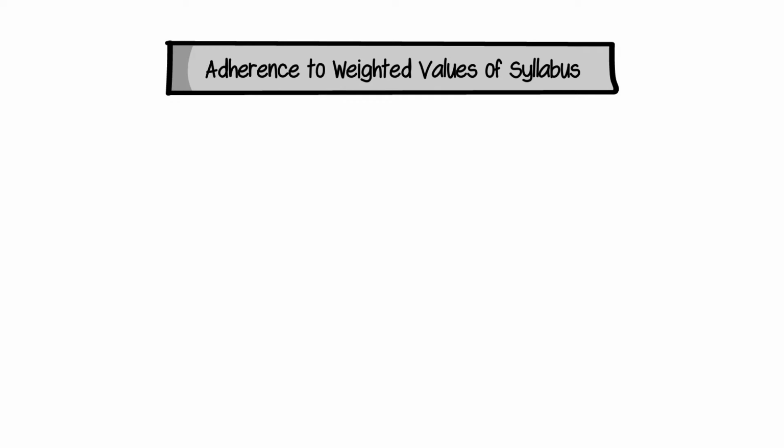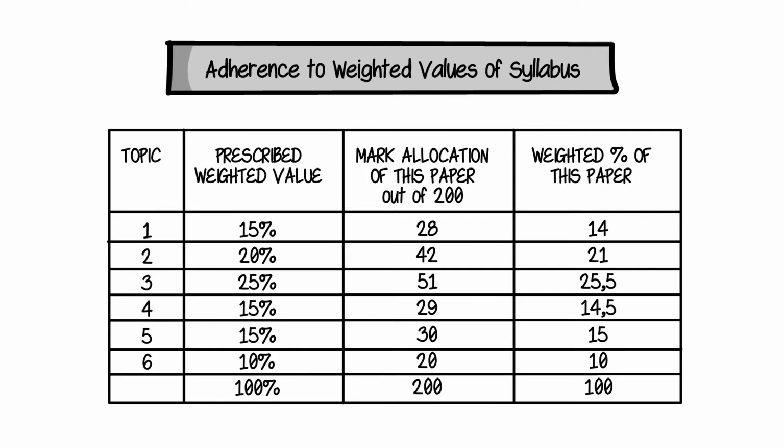Take note that it is also important to complete the adherence to weighted values of syllabus. Look at the example below. Topic 1 has a prescribed weighted value of 15%, a mark allocation of 28 out of 200, and lastly, a weighted percentage of 14. Topic 2 has a prescribed weighted value of 20%, a mark allocation of 42 out of 200, and lastly, a weighted percentage of 21, and so forth.